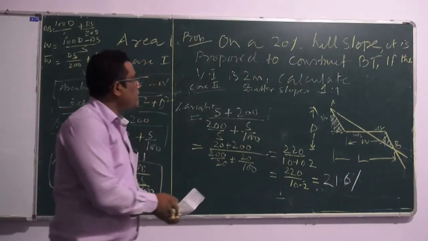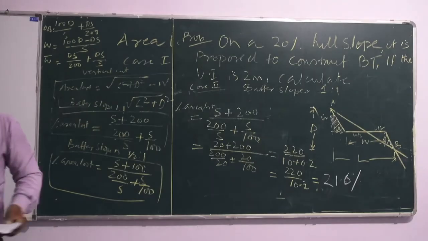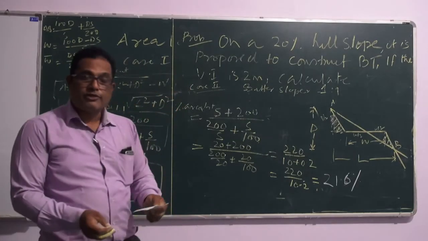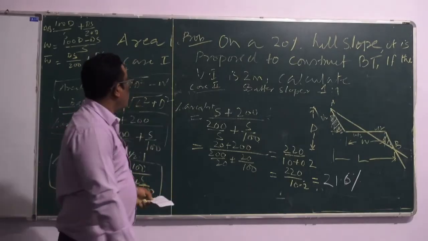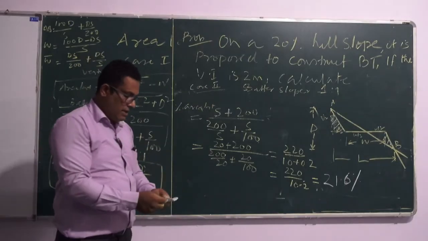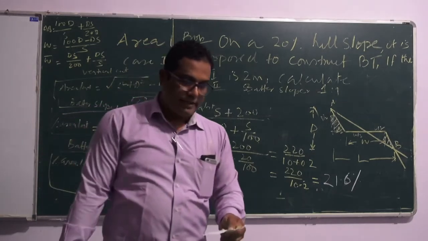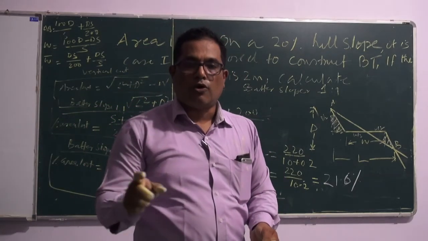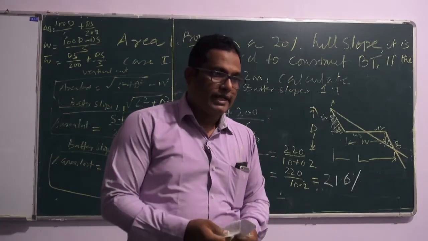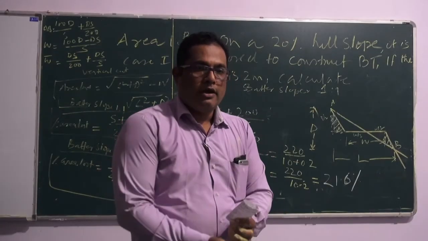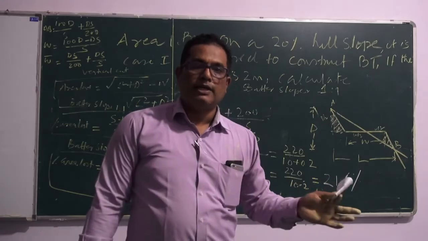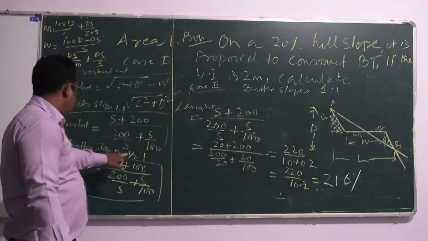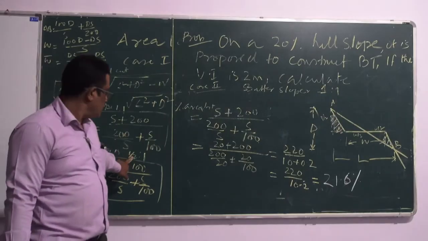For assignment, you can also find out for batter slope of 1/2:1, you can do all these things: the length per hectare, the earthwork involved, as well as the area lost for batter slope 1/2:1. And the second thing that you have to do is try to derive, if possible, this equation for batter slope 1/2:1.